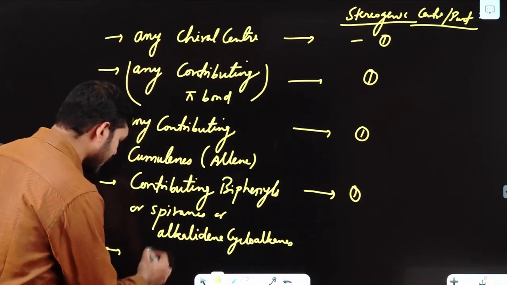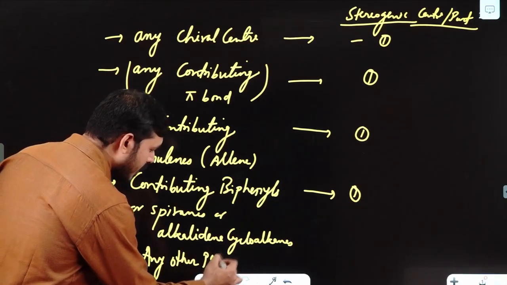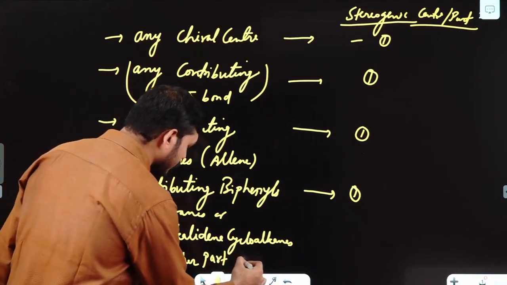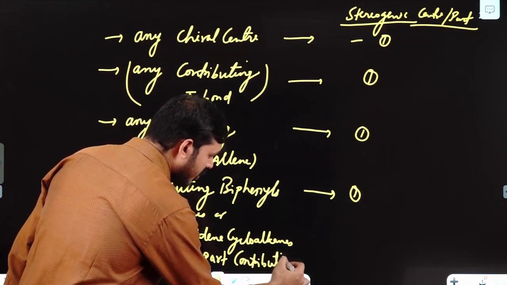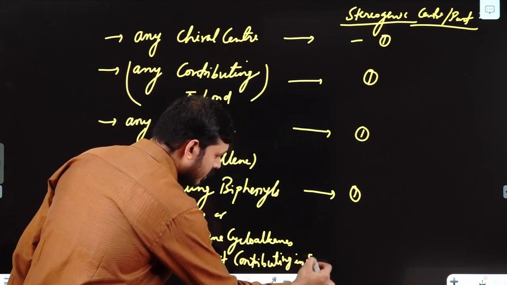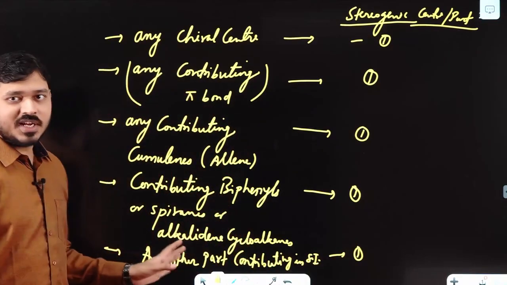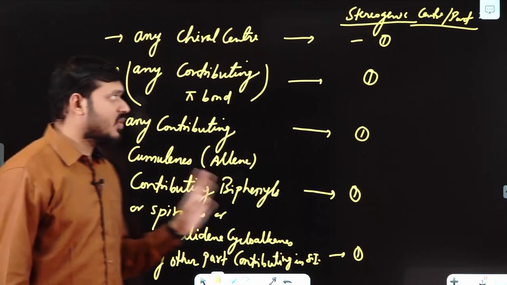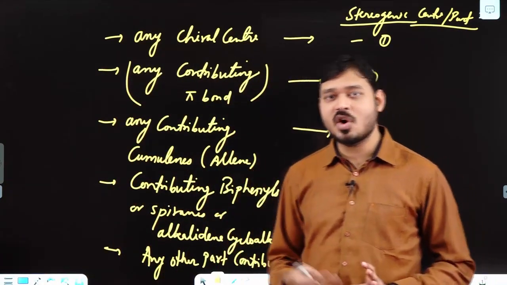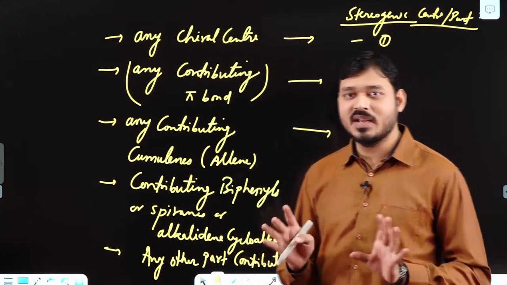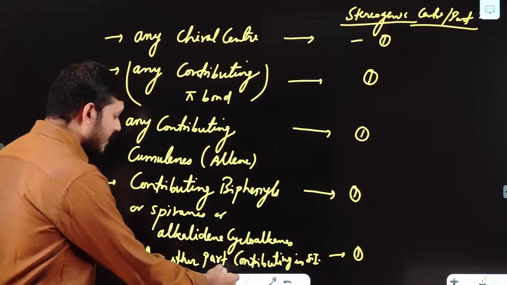And last, any other part contributing in stereoisomerism, then one. Clear to all? So in this way you calculate the total number of stereogenic centers or parts or areas. Clear to you all? Okay, so students, let's see this with some examples.